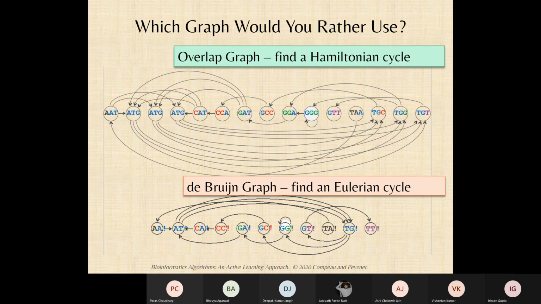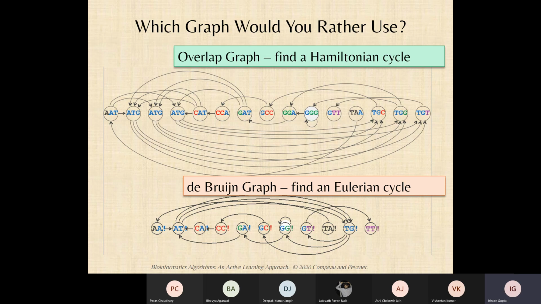So there are more threemers, or there are fewer twomers. Like there are 4 to the power 3 possible three-mers, but only 16 possible two-mers, right? 4 to the power 2. So basically the size of the graph is one order less. As a result, you'd also see that the number of edges in the graph is also much less, right? So that definitely reduces the problem.